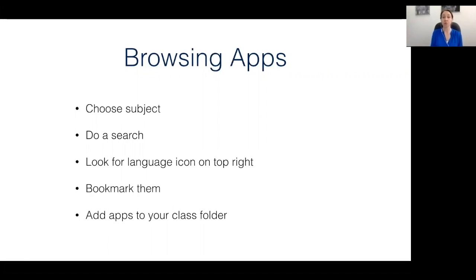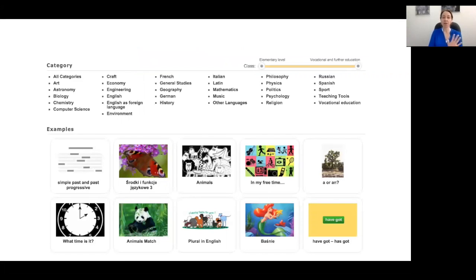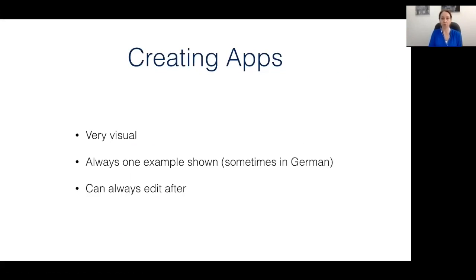When you're browsing the apps, you can choose a subject, or you can just do a general search, or you can do a search within that subject. Make sure you look for the language icon so you know that you're not wasting your time looking at the German apps or the French apps. You're wanting the English apps. You can bookmark them and add them easily to your apps class folder. So those are all the different languages or categories that you can look up in learningapps.org.